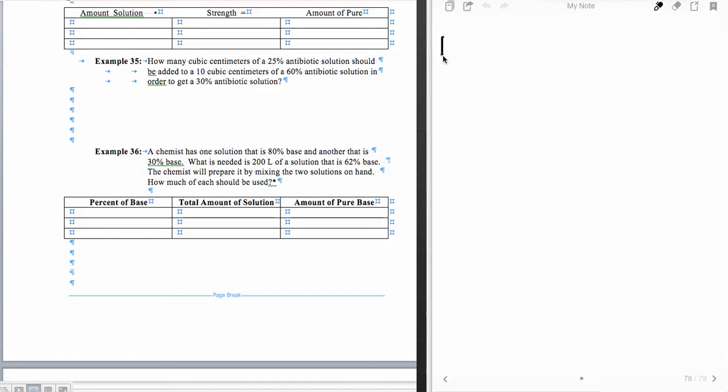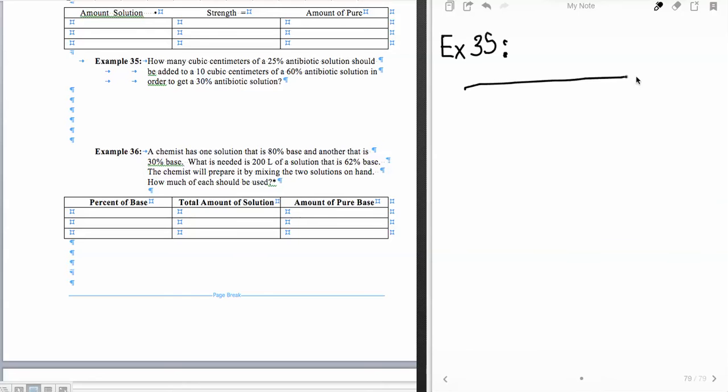All right, so for example number 35 here, we're going to read the problem first, and then we will create our table, and then we will solve the problem. So it says, how many cubic centimeters of a 25% antibiotic solution should be added to 10 cubic centimeters of a 60% antibiotic solution in order to get a 30% antibiotic solution?